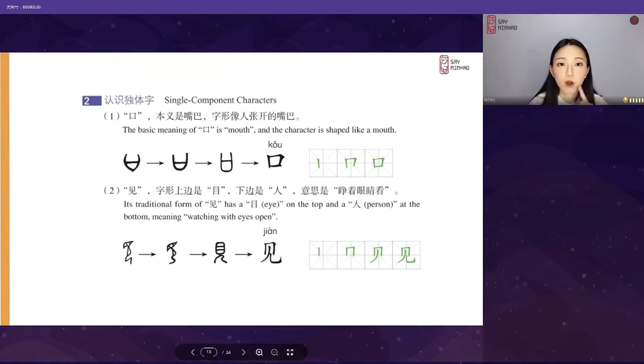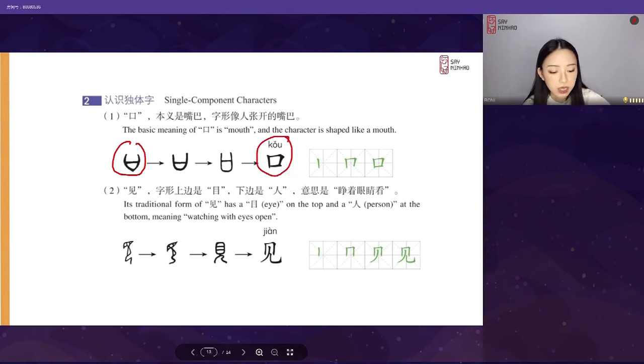The first one is 口, we just saw it, which means the mouth. In ancient times, when it was first made, it looked like this. And now in modern Chinese, it looks like this. 口, mouth. Now let's see how to write it. Although we've seen how to write it before, let's see it again.